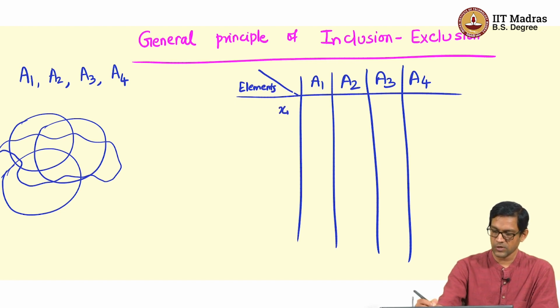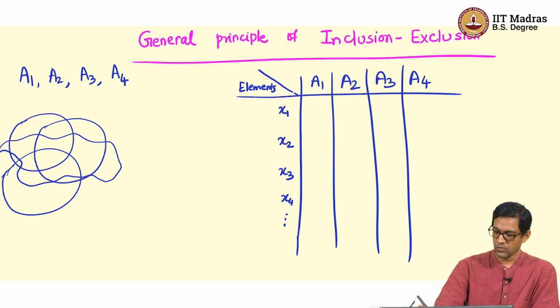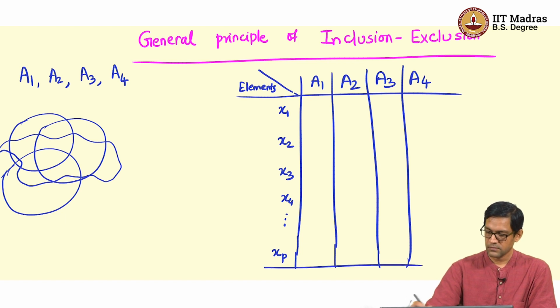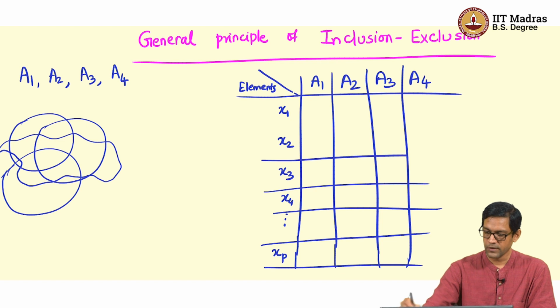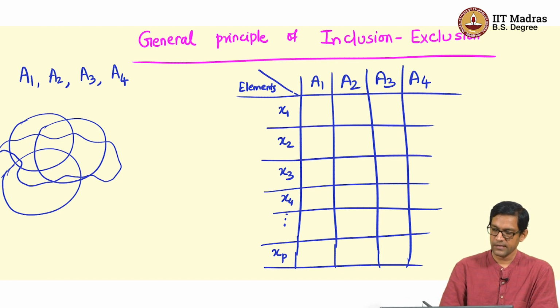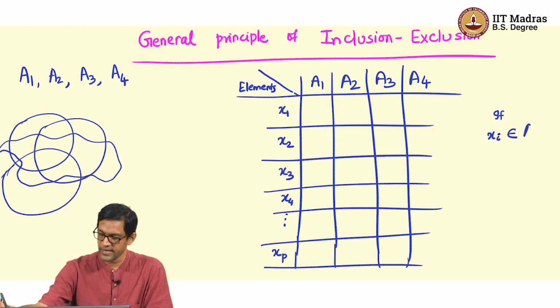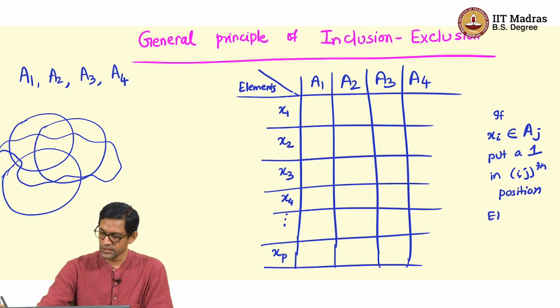The set probably has lots of elements, so I will call them x1, x2, x3, x4 and so on, until some xp maybe. So we make a table like this, and what do we record in this table? For each element xi, we will put a 1 if xi belongs to the corresponding Aj. What I mean is, if the ith element xi belongs to the jth set Aj, put a 1 in the ijth position of the table: ith row, jth column. Else put a 0.